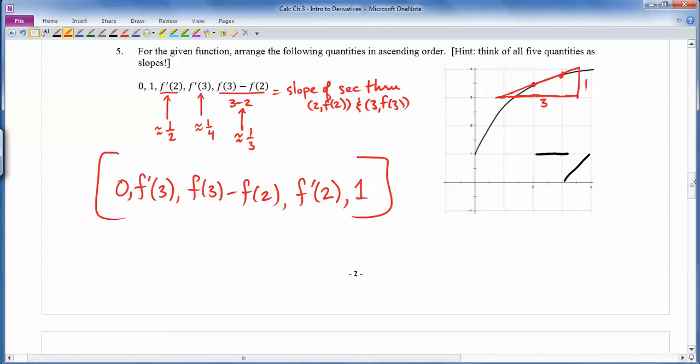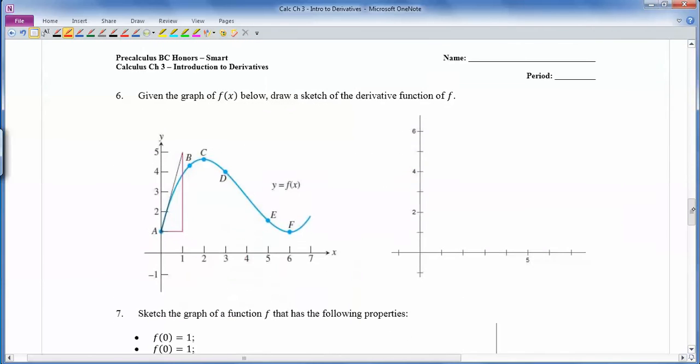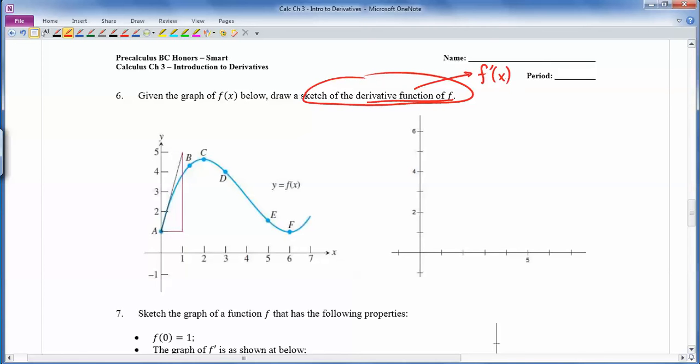Okay. So let's go on to number 6. Here's f on the left side, and we're going to sketch the derivative of f. Derivative of f is really f prime x, which means the slope function of f. So what we want to do is figure out all different slopes at these important points here.